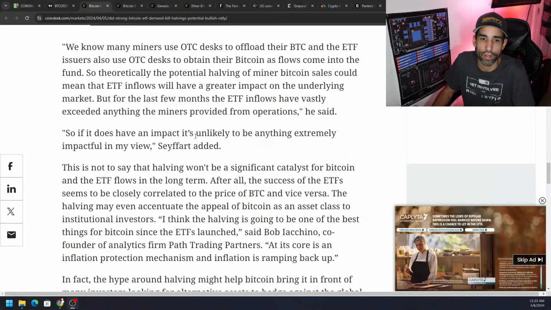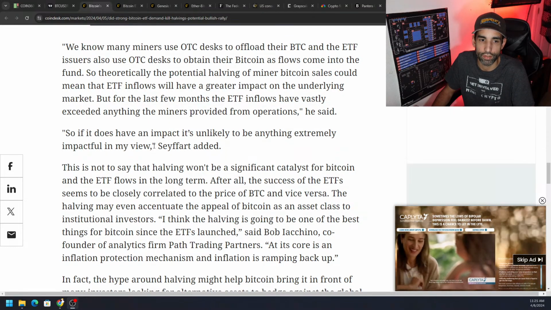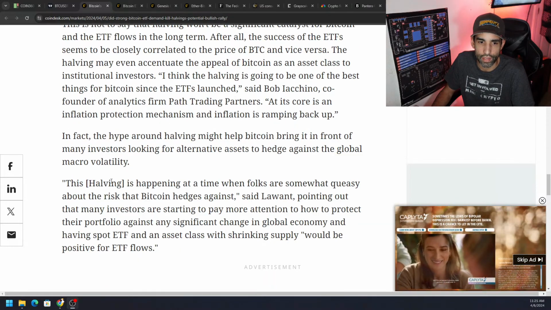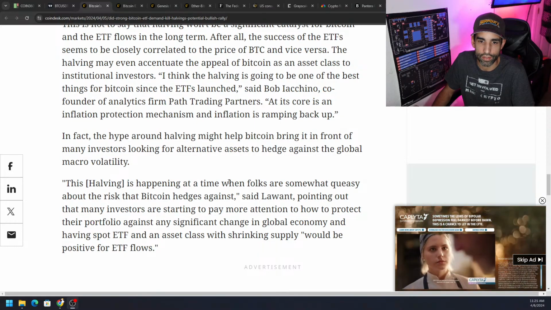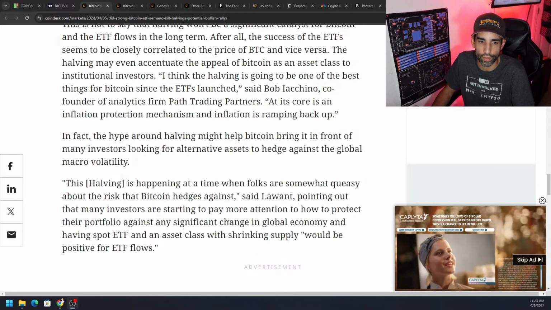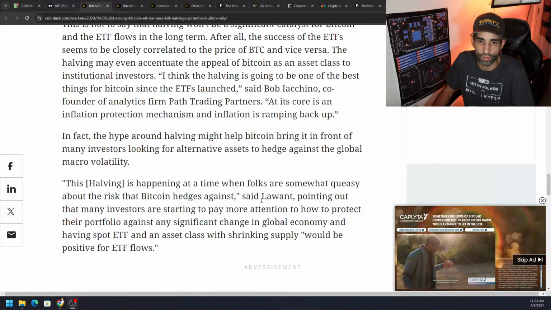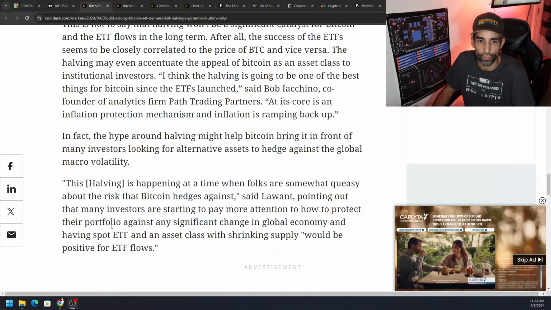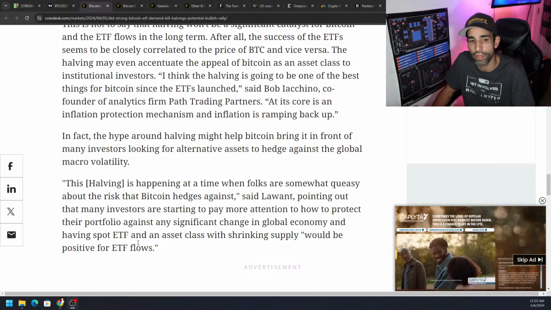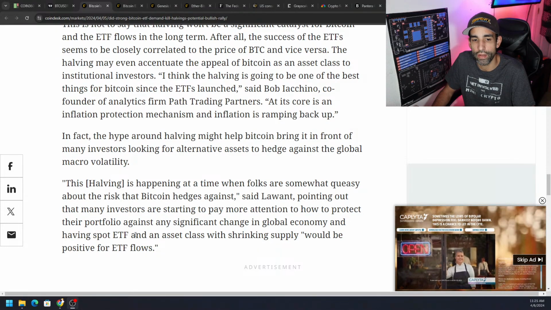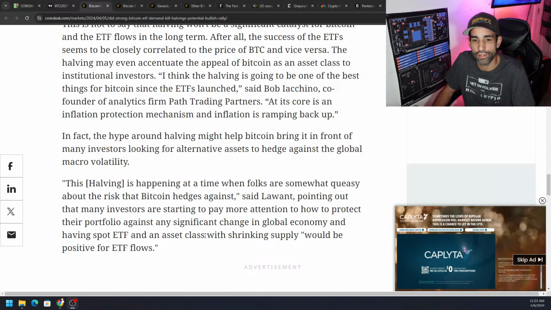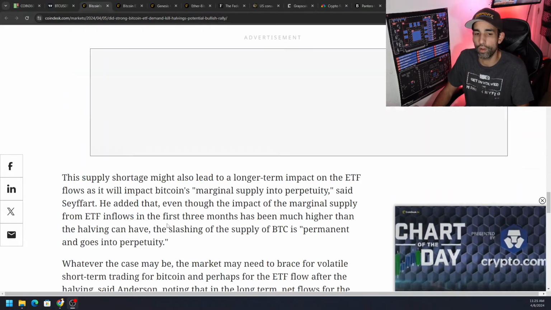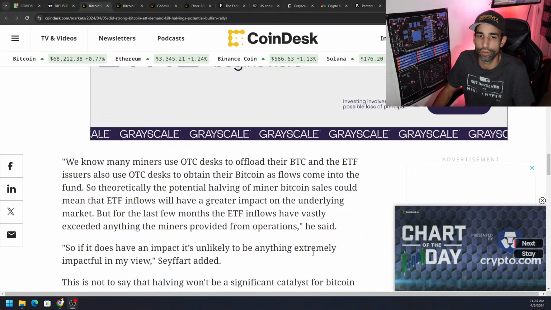So if it does not have an impact, it's unlikely to be anything extremely impactful in my view, says this one person. This halving is happening at a time when folks are somewhat queasy about the risk of Bitcoin hedges against, says Loant, pointing out that many investors are starting to pay more attention to how to protect their portfolio against any significant change in the global economy, and having spot ETFs and an asset class with shrinking supply would be a positive for ETF flows, right? So exactly what Anthony Pompliano has been saying for years, right?